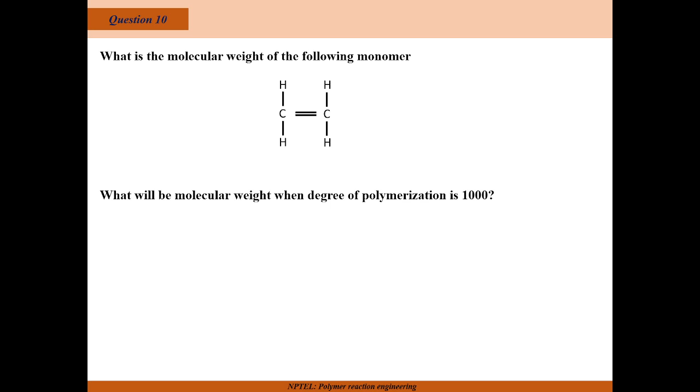Now let's try to calculate the weight of this particular monomer, and what will be the weight when the degree of polymerization is 1000. Here we are given a monomer. And now what if the degree of polymerization is 1000? Again, these are very easy questions, but just to make the basics clear: what is the molecular weight of this monomer and what will be its molecular weight when the degree of polymerization is 1000?